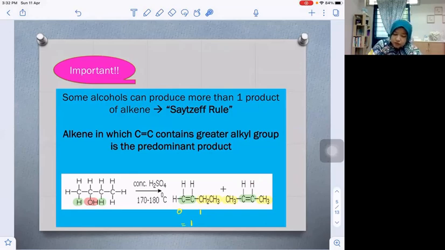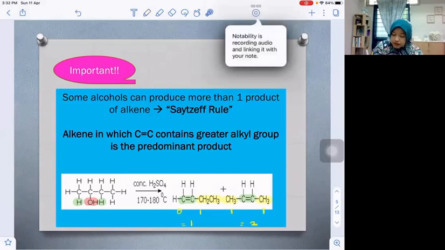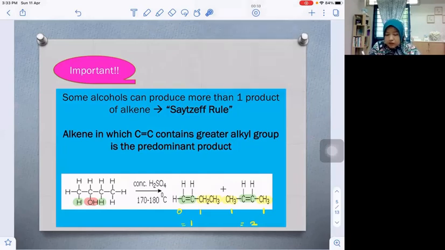So in this case, if we count the alkyl groups, 1 at the left carbon of the double bond and another 1 at the second carbon, the total is 2. It means that this alkene has more alkyl groups attached to the carbon-carbon double bond. So this is the major product.